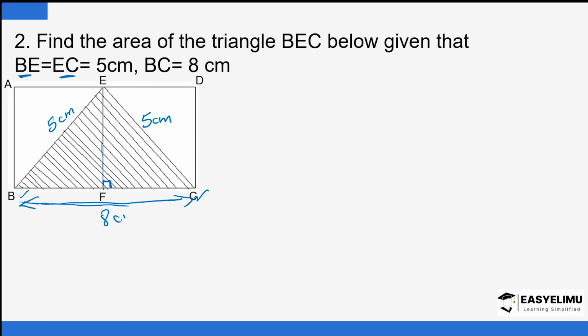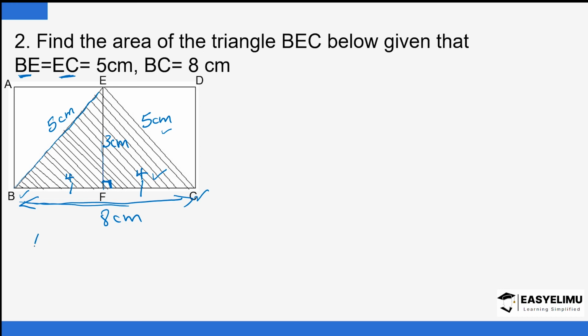The whole of this is given to be 8 centimeters. So if this is the altitude, if you have this kind of a triangle, then it means this length here is equal to this length. So this is 4 and this is 4. And so this is going to be 3 centimeters. Use Pythagoras theorem, hypotenuse squared minus the base squared should be equal to the height squared. So if you use that, you'll be able to find the height here to be 3 centimeters.